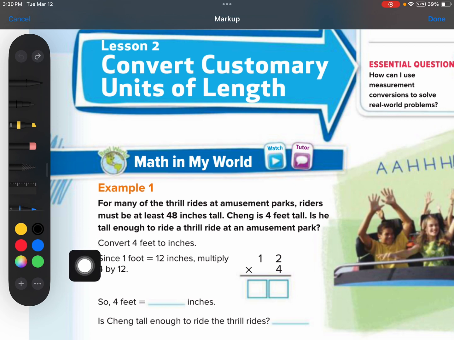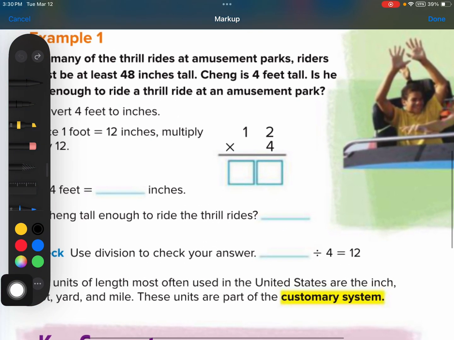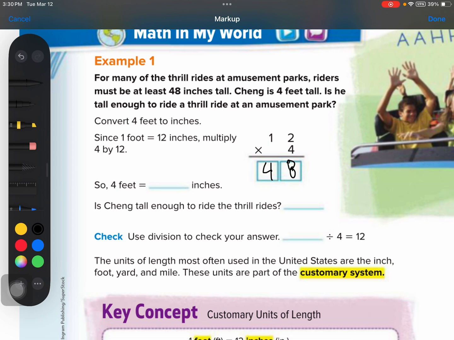We're converting 4 feet to inches. Since 1 foot equals 12 inches, multiply 4 by 12. So 4 by 12 is 48. So 4 feet is 48 inches. Is Shane tall enough to ride the rides? Yes.